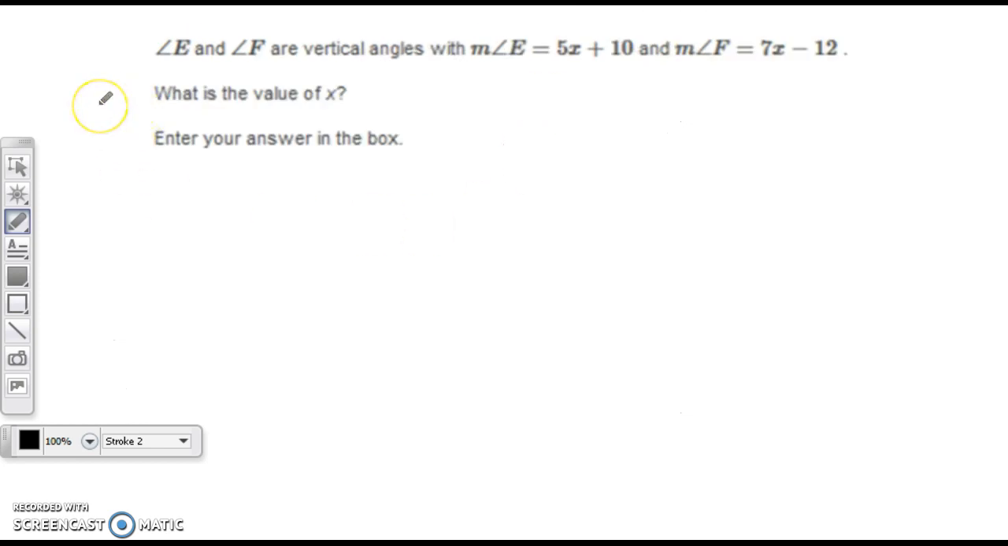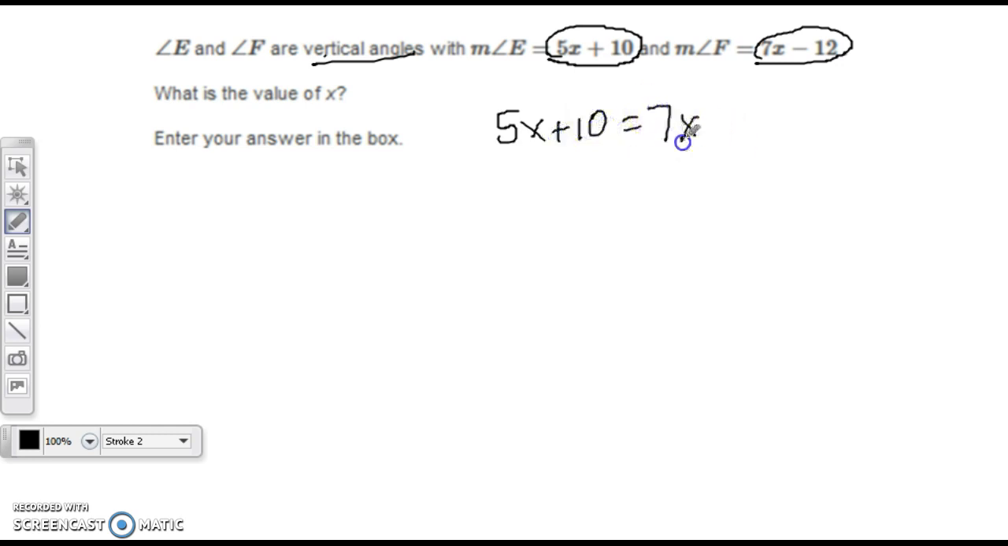Alright, so another one just like it. It says angle E and angle F are vertical angles. Because we know they're vertical angles, we know their measurements are equal. Those two angles have to be congruent. So we're going to go ahead and set 5x plus 10 equal to 7x minus 12.